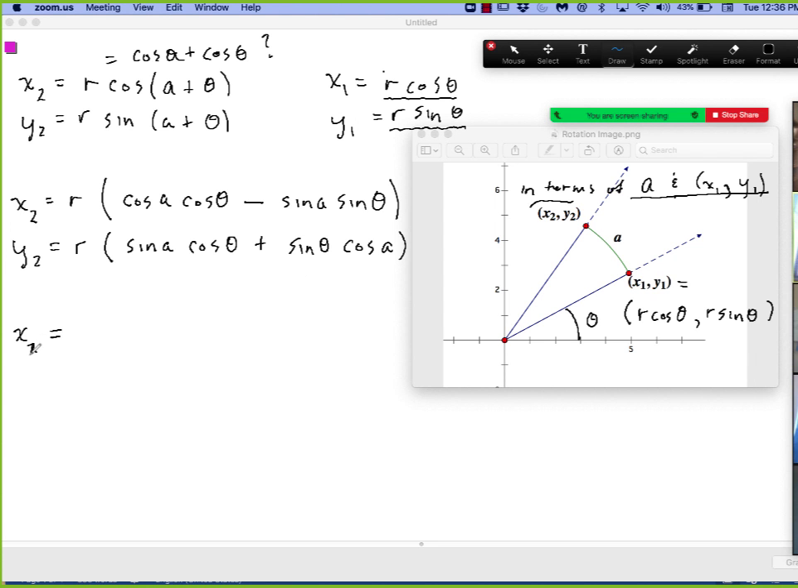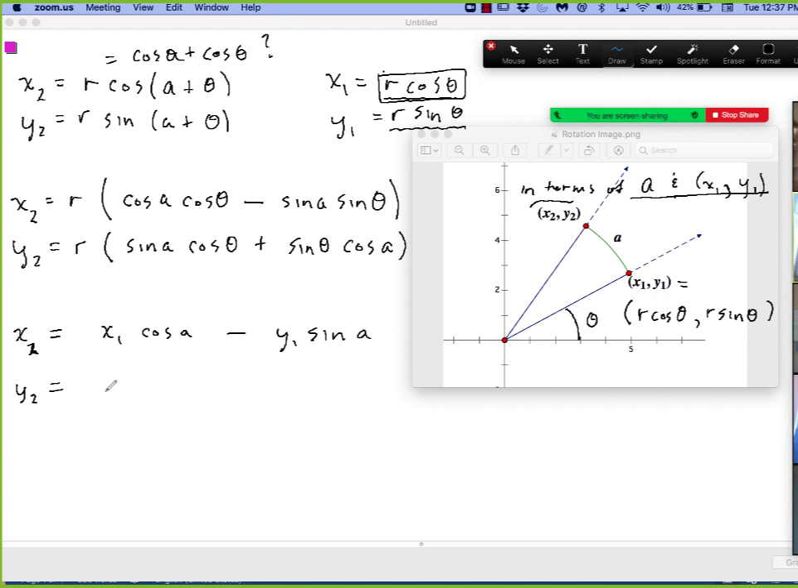So what should we do now in x2? What is x1? r cosine theta, right? It would be x1 times cosine A minus y1 times sine A. The rest of you agree with that? Okay.